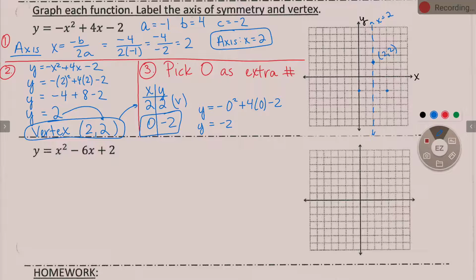What's this parabola going to do? It's going to be upside down. Does it make sense that it's upside down? Why might it be upside down? Because it was a negative x squared, right? Okay, so we just need to connect our dots, connect our points here. Looking something like that.